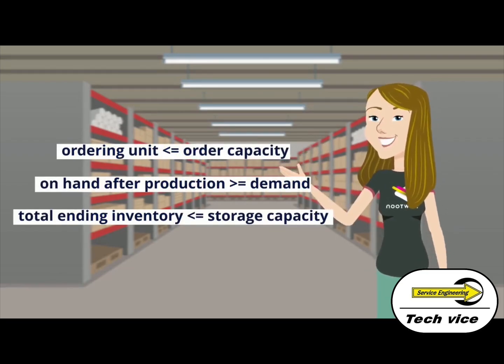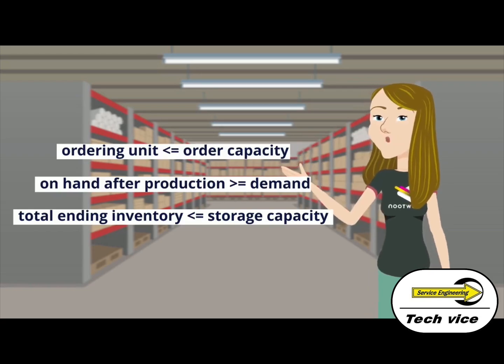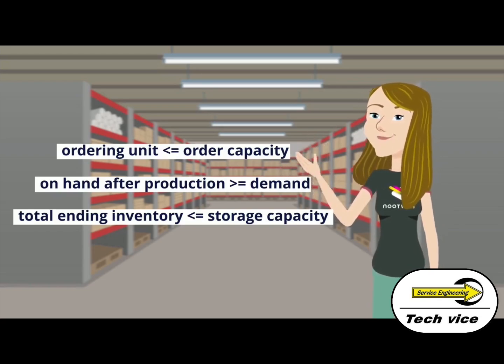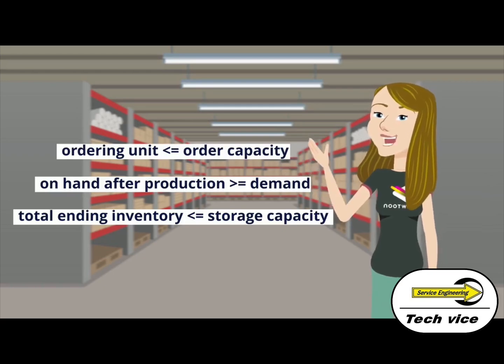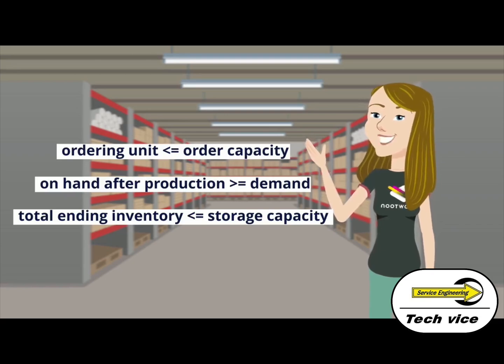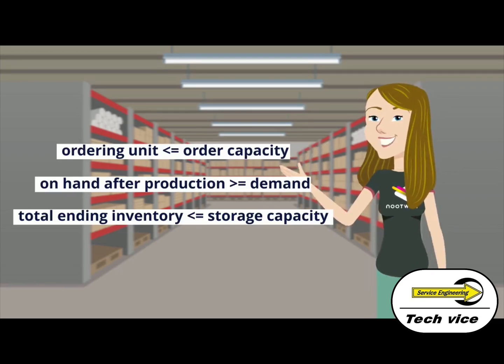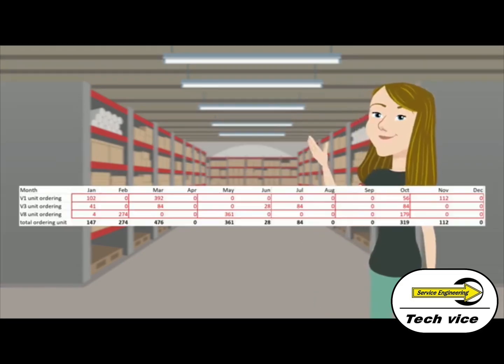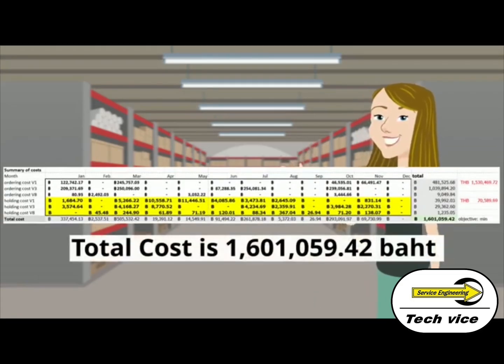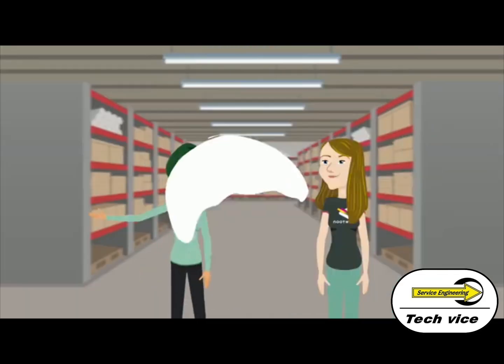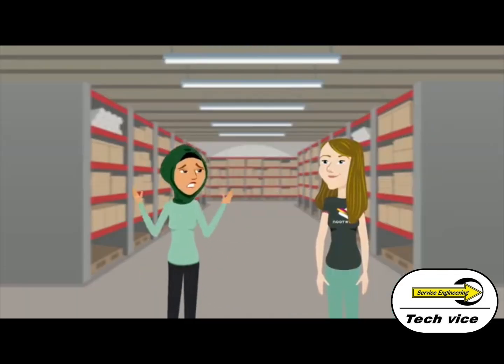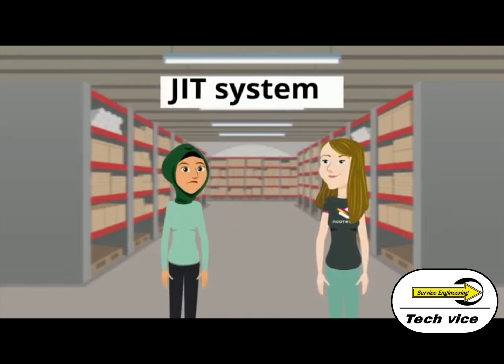Also, the on-hand after production for each product type should be more than or equal to the demand, which is based on the average demand of the previous year. Lastly, the total ending inventory should be less than or equal to the storage capacity. After using the solver function, the order scheduling is as follows, and the total cost is 1,601,059.42 baht.